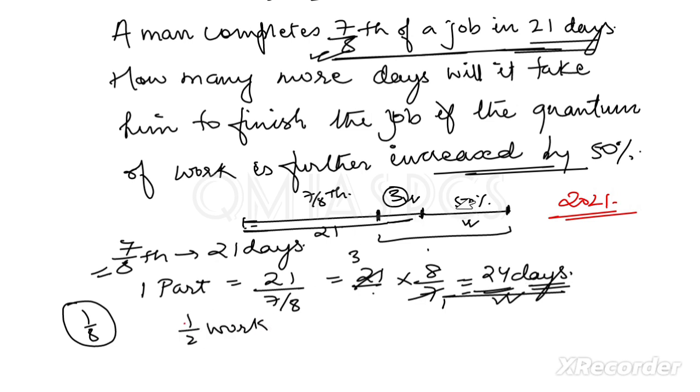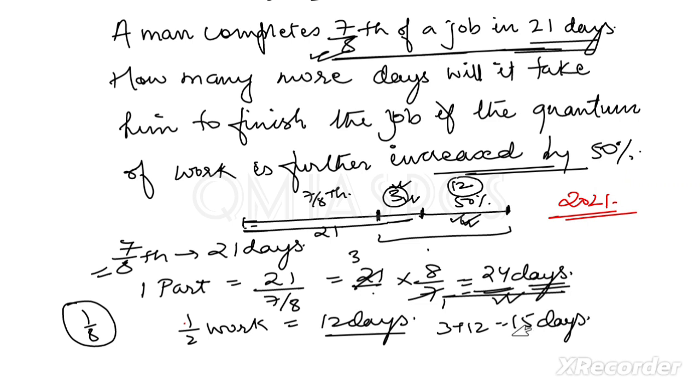And for half work, that means for this part, how many days will it take? 12 days. So now see, this is 3 days, this is 12 days. So the total will be how many days? 3 plus 12, that is 15 days. Right now that person is at this spot and he has to reach this spot. So he has to take 15 more days to reach this spot. So this is your solution. If there is any confusion, you can ask. I think there should not be any confusion. Still, if you have any, you can ask.